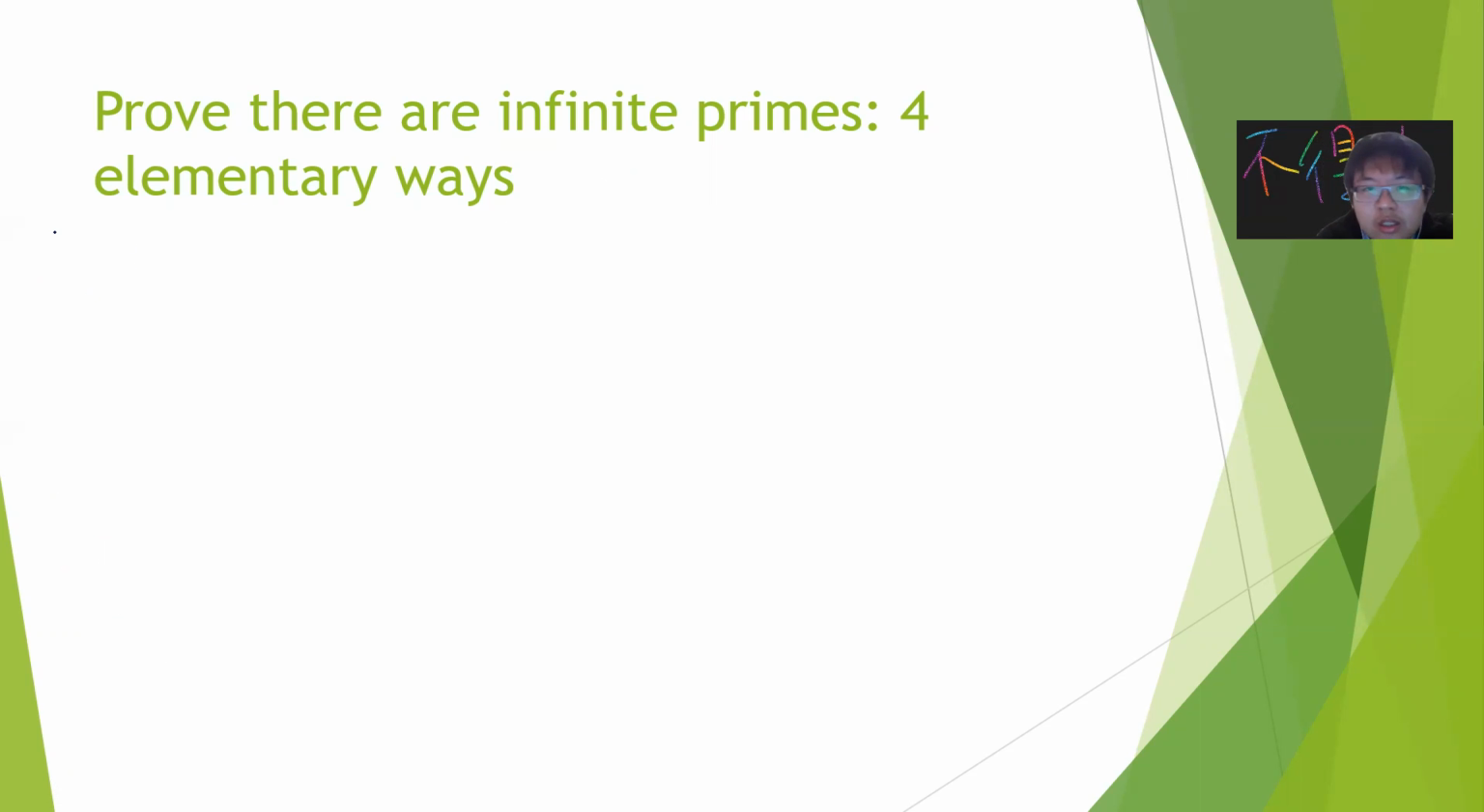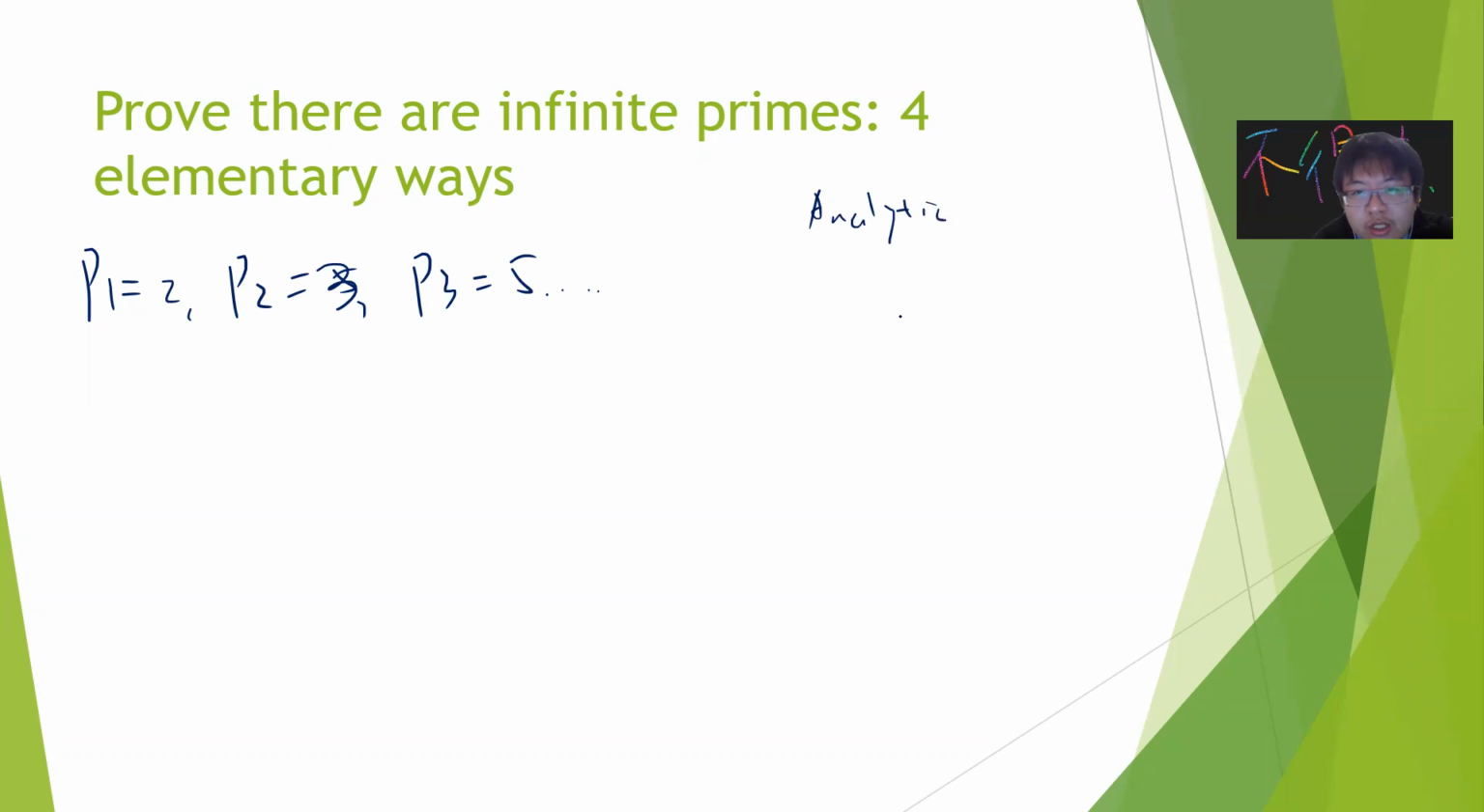Okay. So we know that there are infinite primes, right? The first prime is P1 equal to 2, P2 is 3, and P3 is 5. In analytic number theory there are various proofs. A common idea is using Mertens' theorem, that the summation of 1 over p is basically log log x, okay?